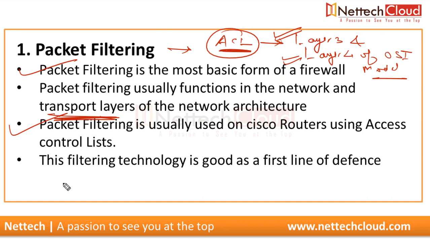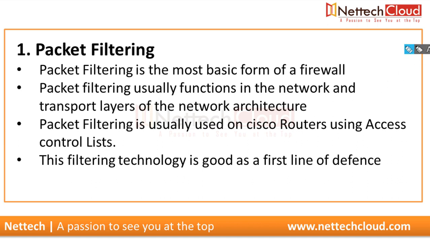This filtering technology is good as a first line of defense, but there is no application-aware inspection, no application intelligence, no knowledge of application, because data is not inspected up to layer 7 of the OSI model, only layer 3 and layer 4. So even if we allow port 80, all HTTP based applications will be allowed, because we check only the destination port address, port 80. That is why sometimes it is also known as port and address based firewalls.